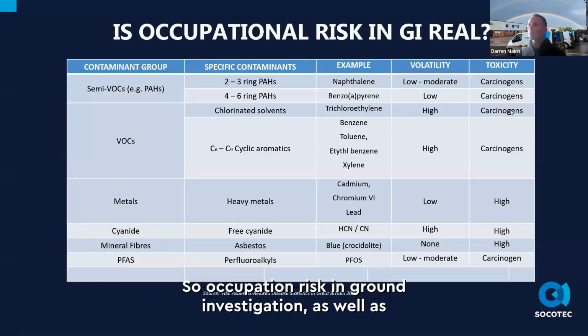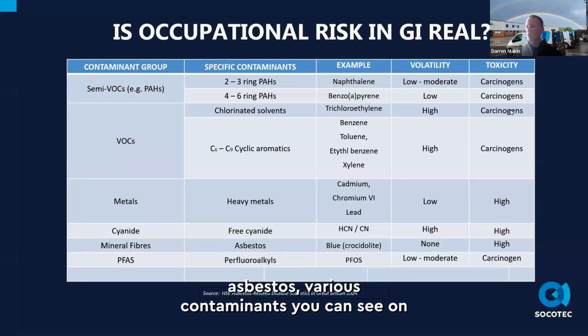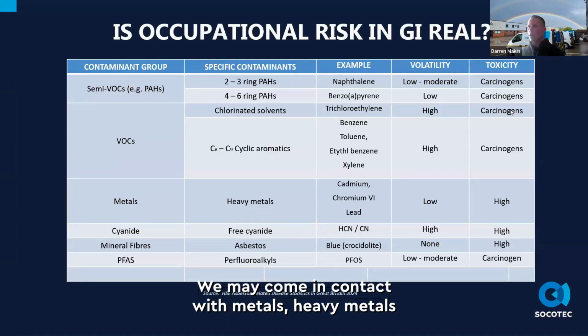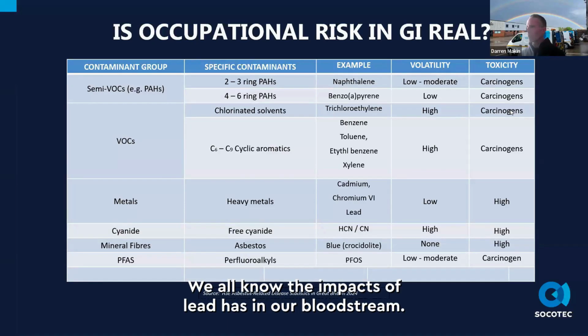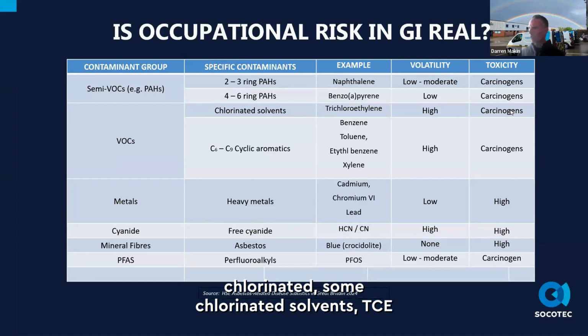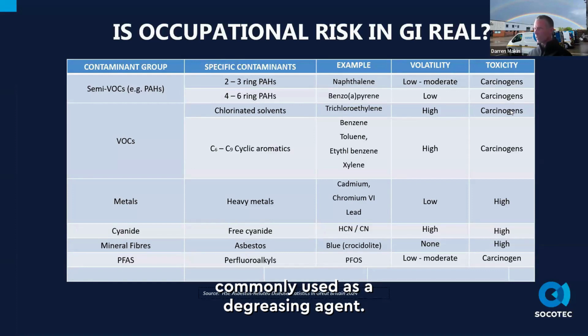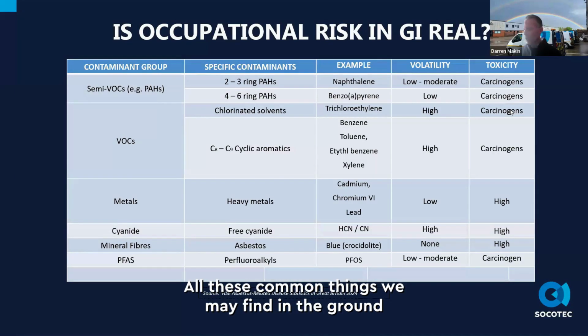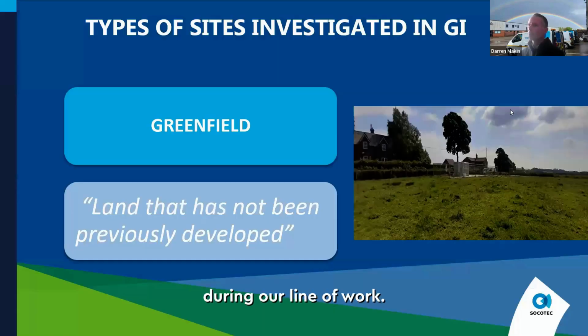So occupational risk in ground investigation, as well as asbestos, various contaminants you can see on the screen. We may come in contact with metals, heavy metals in ground. We all know the impacts of lead, how it has in our bloodstream. Volatile vapors are carcinogenic, particularly some chlorinated solvents, commonly used as a degreasing agent. All these common things we may find in the ground during our line of work.